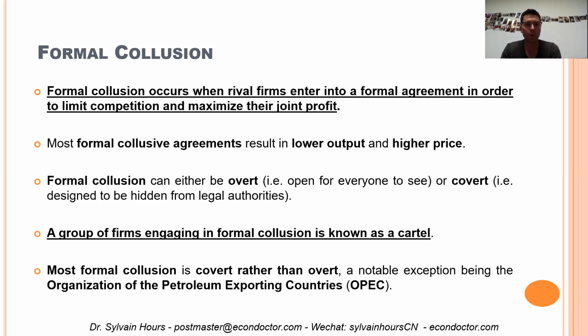And a keyword that your students need to know is the keyword cartel. Many of them are actually confused about the difference between formal collusion and a cartel. Formal collusion is a behavior. It's a strategy, if you want to put it this way. It's an anti-competitive practice. A cartel is a group of businesses who are engaged in formal collusion. I repeat, a cartel is a group of firms or countries, in the case of the OPEC, who are engaged in formal collusion. I hope now you see the difference: formal collusion is a practice, a cartel is a group of businesses.